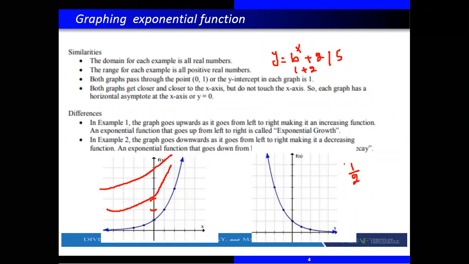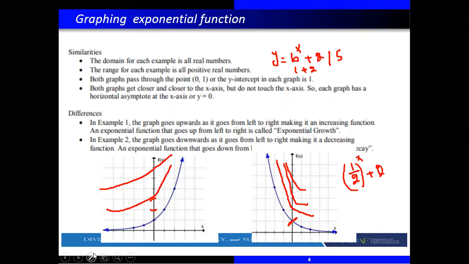Same for the second type of function, 1 over 2 power x: the graph will pass through 0, 1, but if you add 1 here, the graph will move upward. If you add 2, then 2 units upward. When you add 3, then 3 units upward. So shifting is possible, but the base function will pass through 0 and 1. And I'm talking about these two graphs: the similarity is that in both graphs the y-intercept is equal to 0, 1.